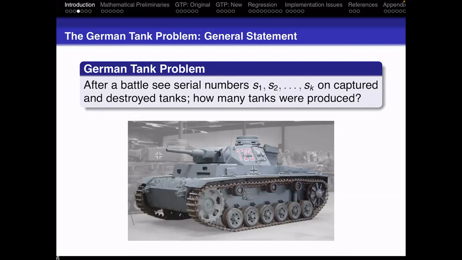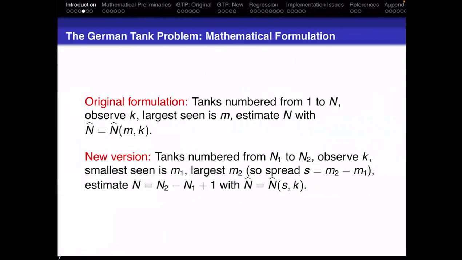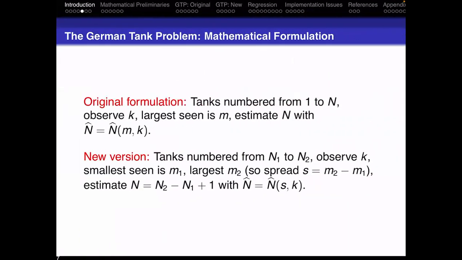We will assume that tanks are numbered sequentially starting at 1, and we want to come up with some kind of estimate. So the original formulation was the tanks are numbered from 1 to capital N, and we want some estimator, and we often use hats to denote the estimator. That'll be a function on the largest serial number observed, little m, and the number of tanks observed, k.